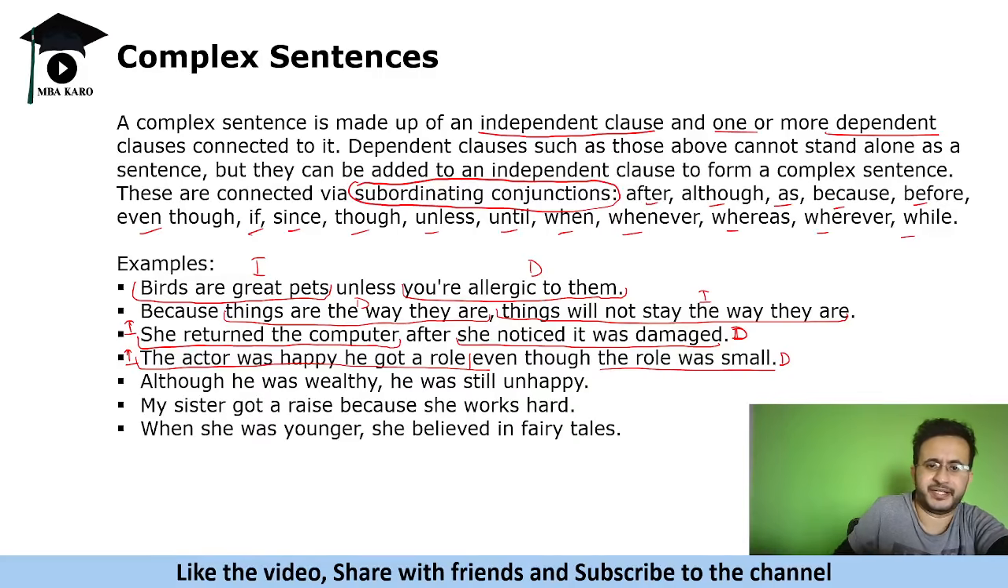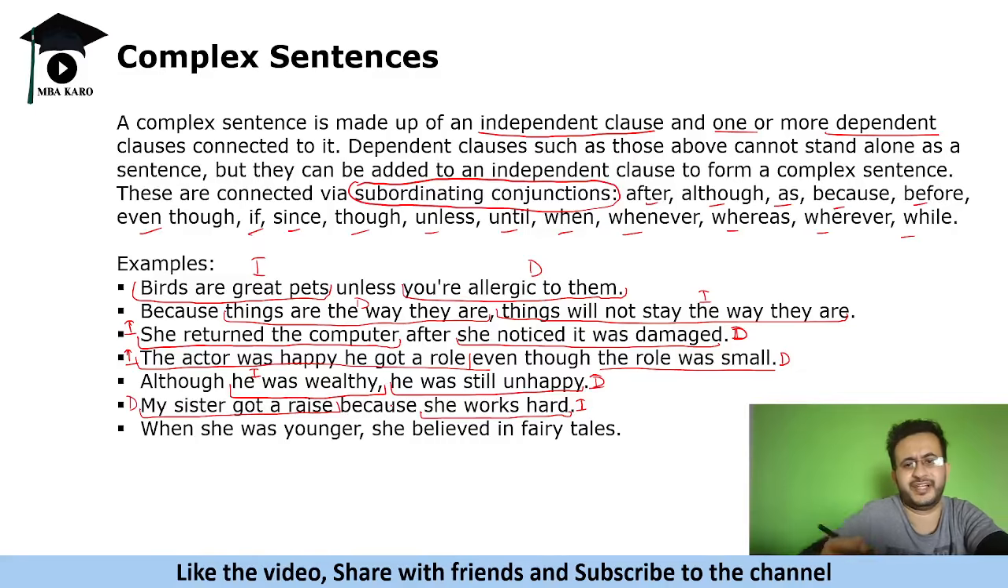So dependent, independent. Now, although he was wealthy, he was still unhappy. Okay, so he was wealthy, and he was still unhappy. This is independent: he was still unhappy. Dependent on this is he was wealthy. My sister got a raise because she works hard. Okay, she works hard is dependent, and this is the independent clause: my sister got a raise. So one thing depends on another, that is called dependent and independent, and we join them using this.